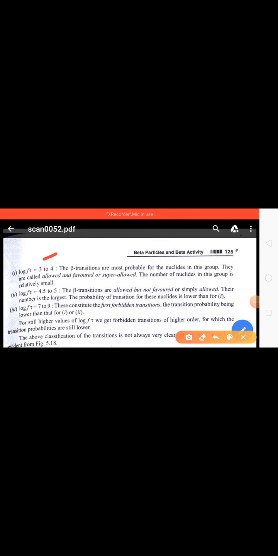The beta transitions are most probable for the nuclides in these groups. They are called allowed and favored or super allowed. The number of nuclides in this group is relatively small. Okay, 3 to 4. In between 3 to 4, we can say that the beta transitions are most probable for the nuclides in this group. They are called allowed and favored or super allowed. The number of nuclides in this group is relatively small.